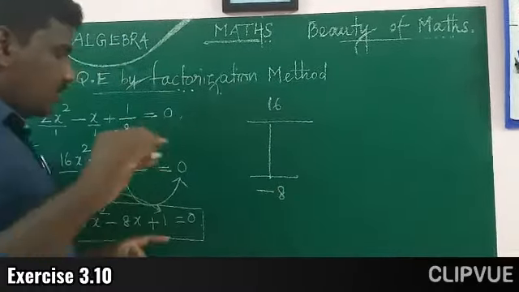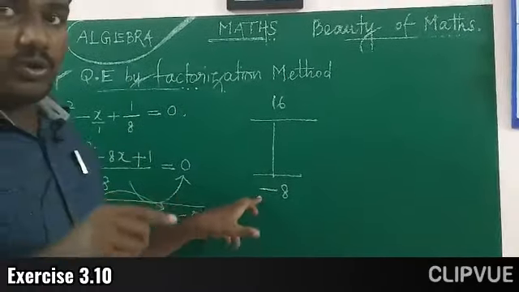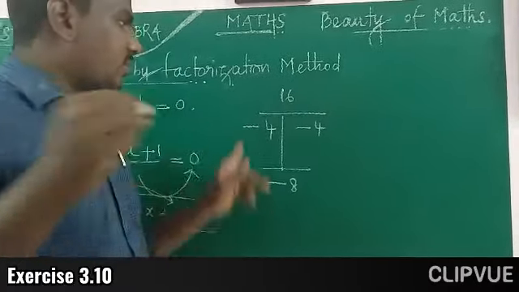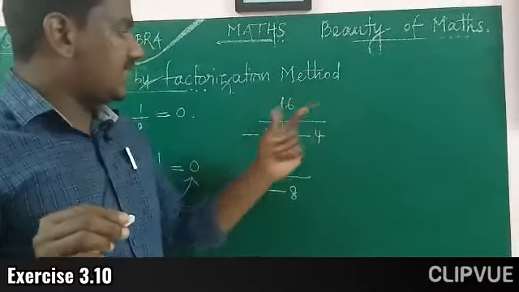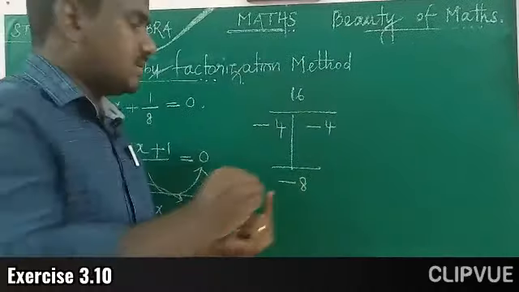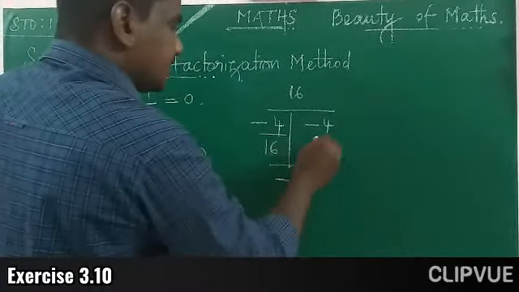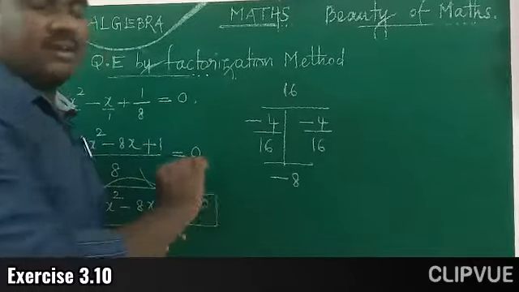So the product of two numbers is equal to 16, and the sum of the same two numbers is equal to minus 8. So we can take minus 4 and minus 4. Minus 4 times minus 4 is plus 16, and minus 4 plus minus 4 gives minus 8. Since we multiplied by 16, we want to divide by the same number, 16. So both numbers should be divided by 16.